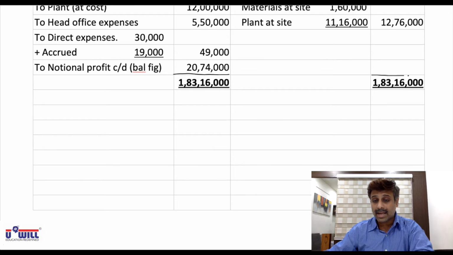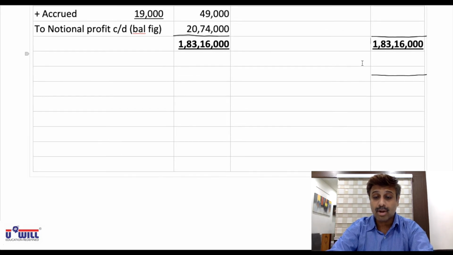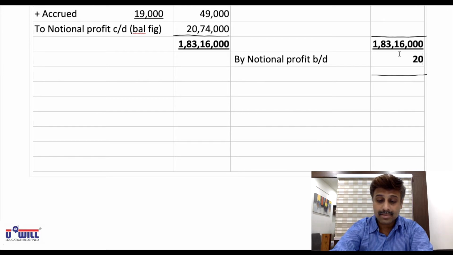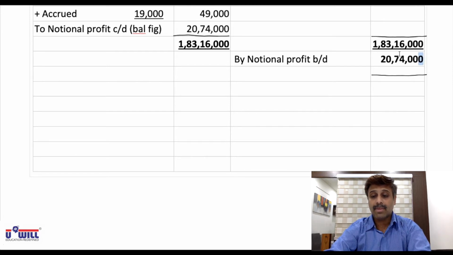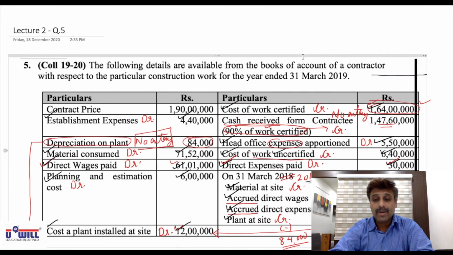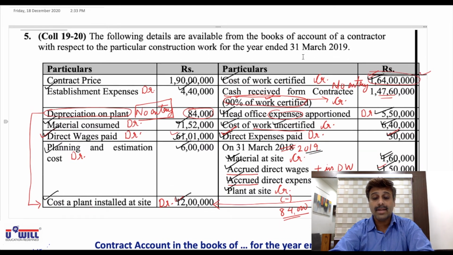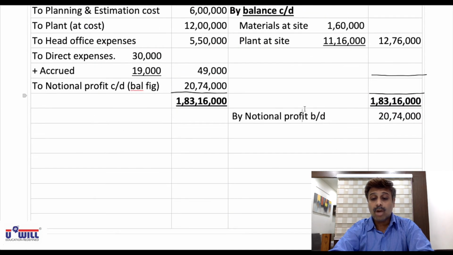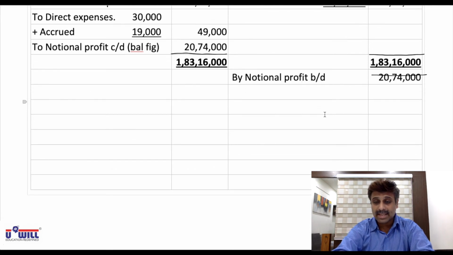Here one line will come above also. So opposite side, all of you write down by notional profit brought down 20,74,000. Okay, by notional profit brought down 20,74,000. Opposite side. Now we have to make that workings. Okay, which workings we have to make? You have to find first the percentage of work done, and from that we have to decide what part of notional profit will be transferred to P&L account and what part will be transferred to reserves. So we'll be making that workings now.